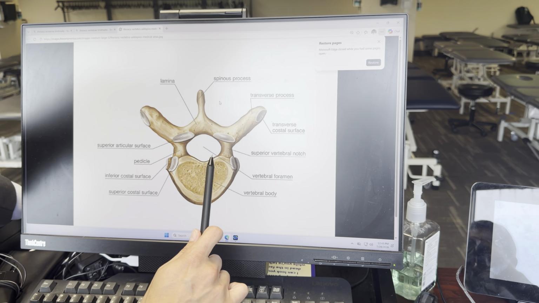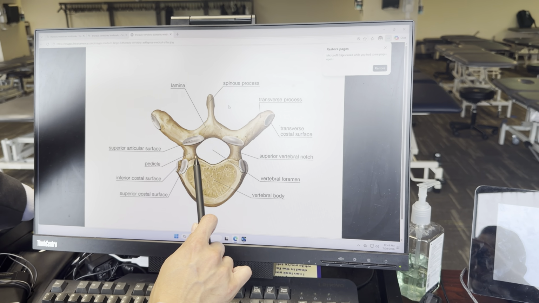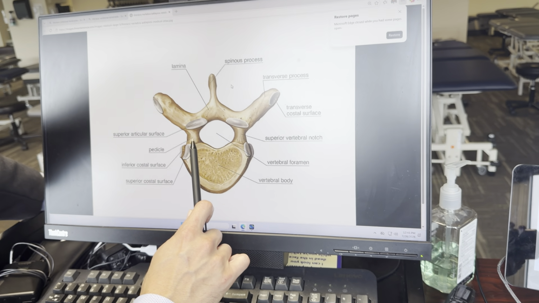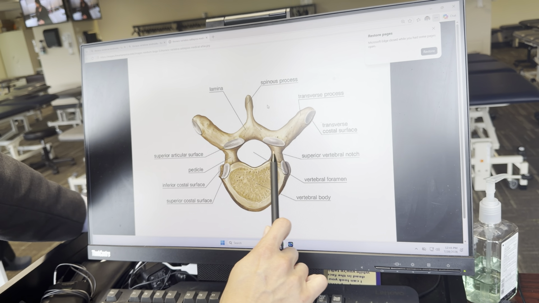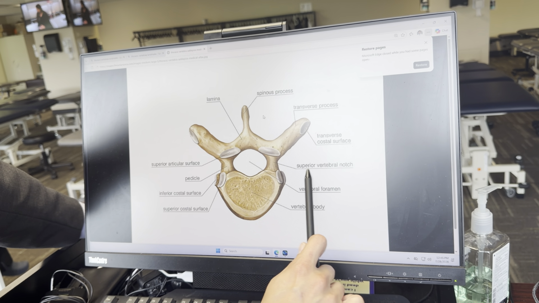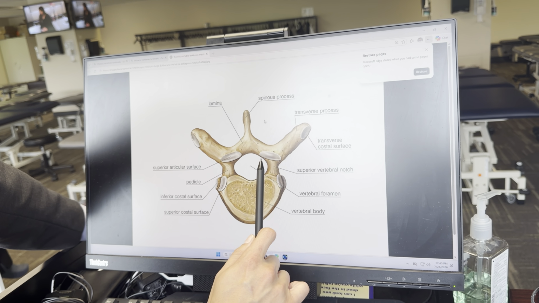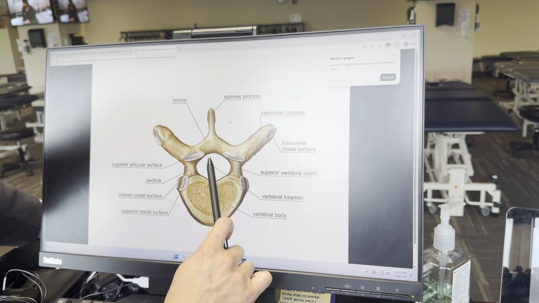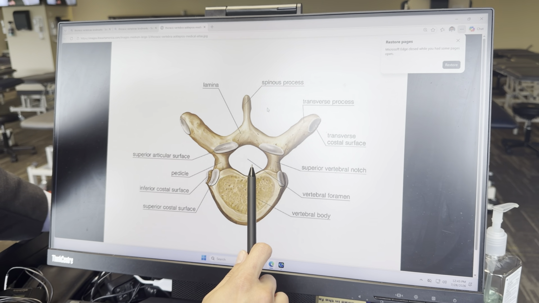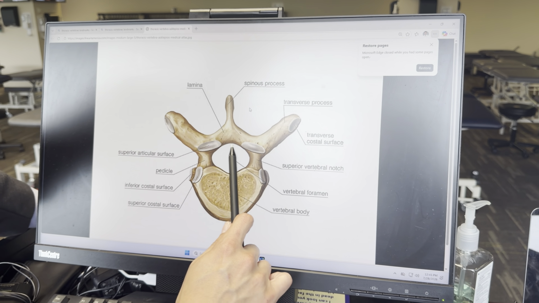We're taking a bird's eye view here. This is known as the pedicle, all right? And just superior to the pedicle is the superior vertebral notch. And then if we look at the vertebral foramen, this is where your spinal cord passes through. So it's very important to have this nice and open.